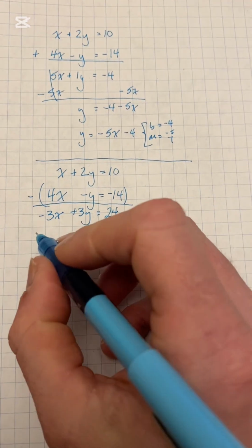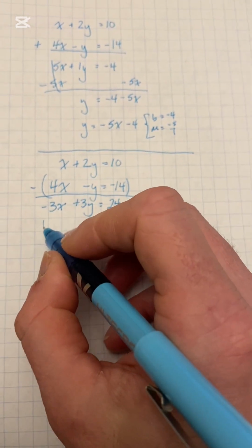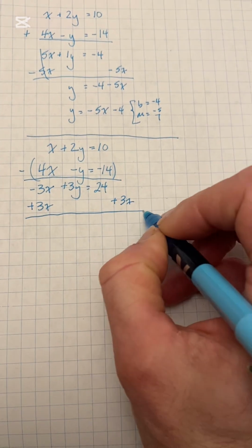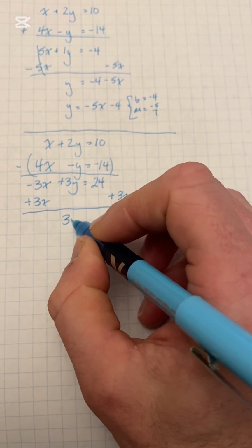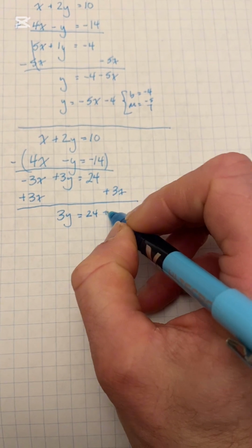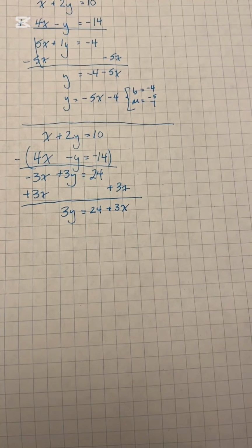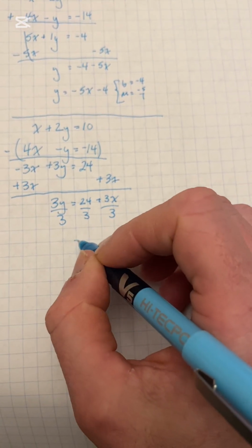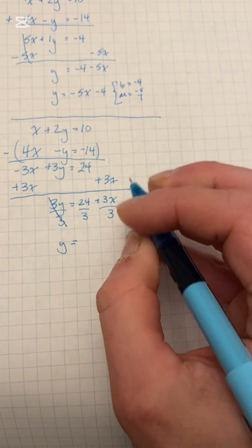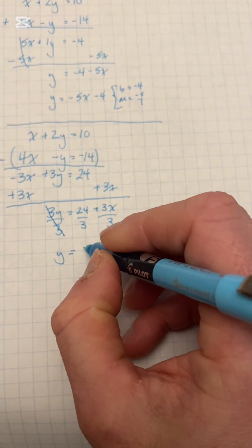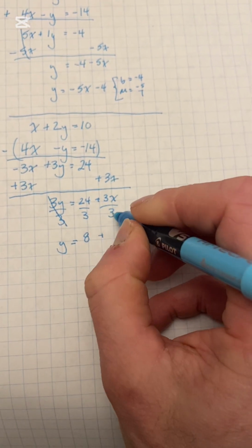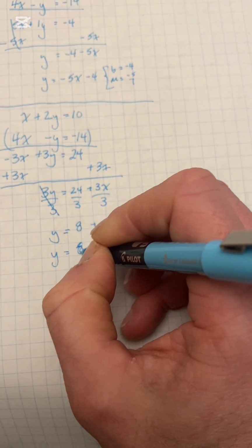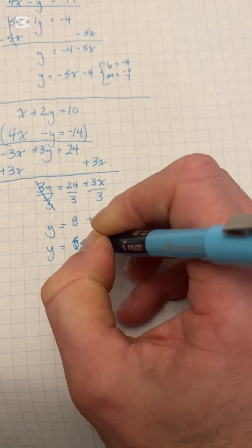Again, let's rearrange into y equals mx plus b form. I'll add 3x, add 3x, and now you have 3y equals 24 plus 3x. Divide by 3, divide by 3, divide by 3. 24 divided by 3 is 8. 3x divided by 3 is x, so I'll rewrite that: y equals x plus 8, there we go.